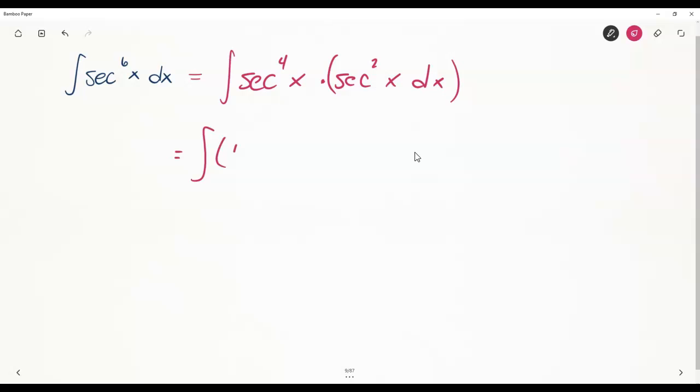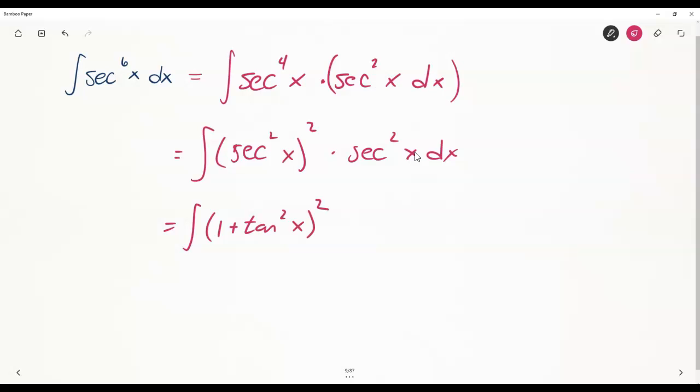So this is secant squared of x squared times secant squared of x dx. Use your trig identity to rewrite secant in terms of tangent. So now we have 1 plus tangent squared of x squared times secant squared of x dx. Okay?